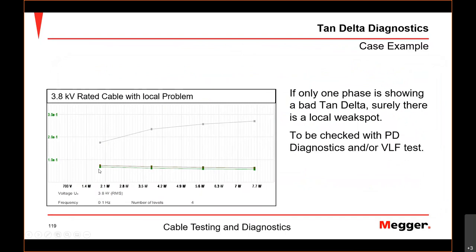That could be that your cable is actually healthy, but you have a big partial discharge somewhere. So partial discharge will distort your tan delta. But since this happens only in one phase, you know right away this has nothing to do with your cable. All three phases age the same way. If one phase comes out of range, then it's not an aging problem, then you have a partial discharge problem somewhere.